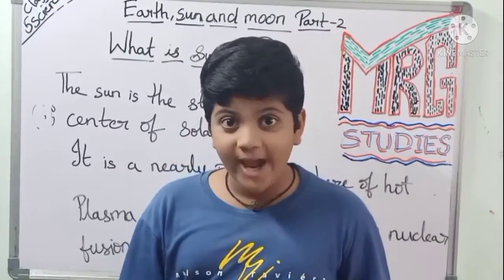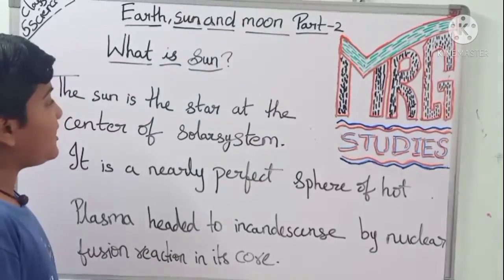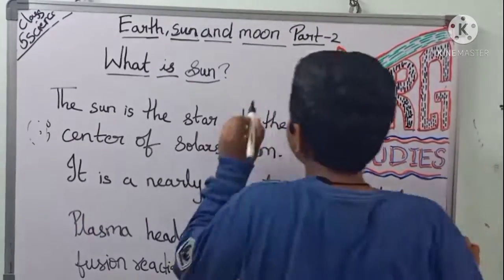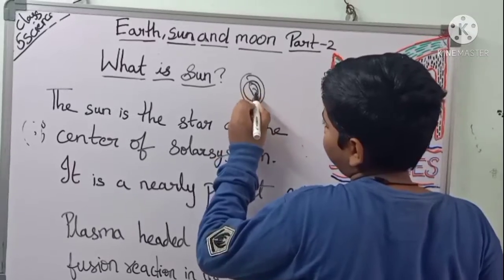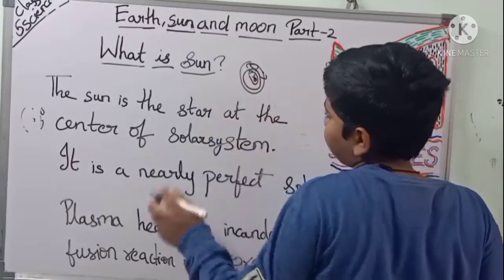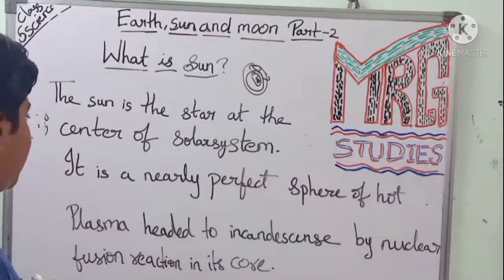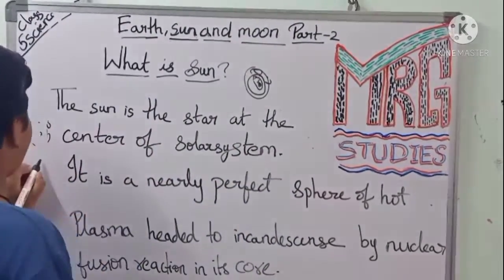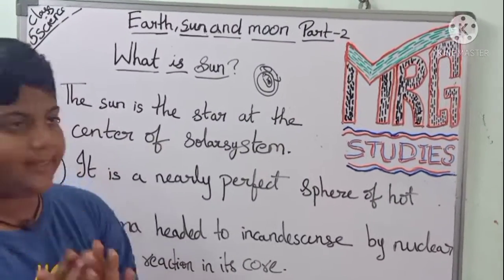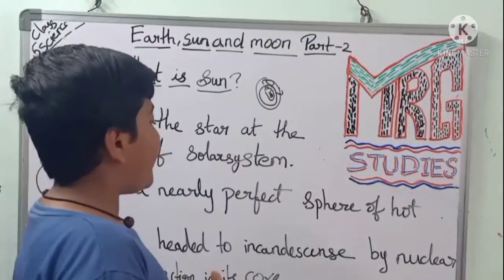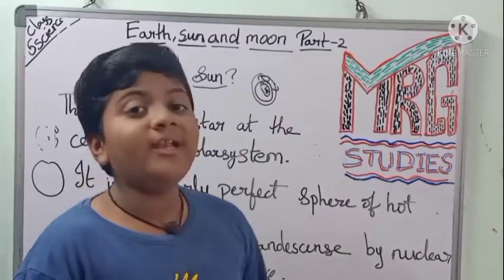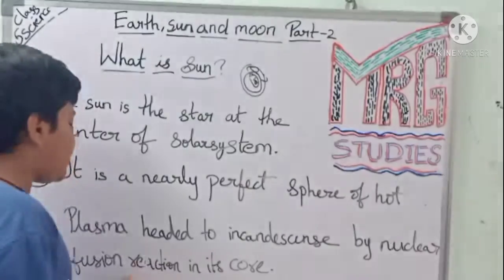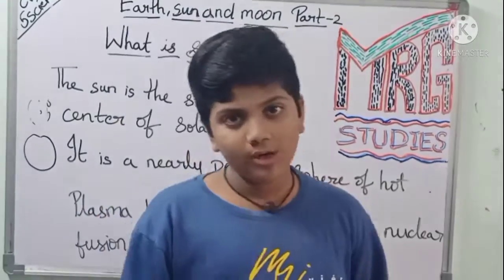And now I will tell you about the Sun. What is the Sun? The Sun is the star at the center of the solar system, with all the planets around it. It is a nearly perfect sphere of hot plasma, heated by nuclear fusion reactions in its core. You know core, no? Yes.